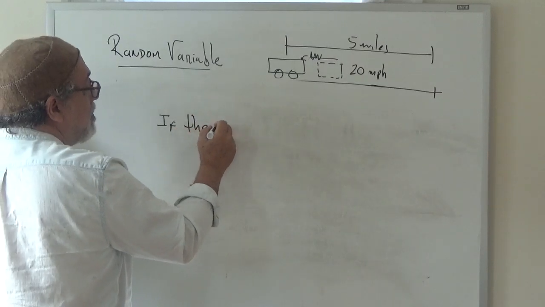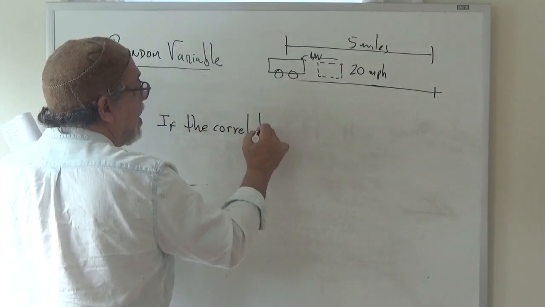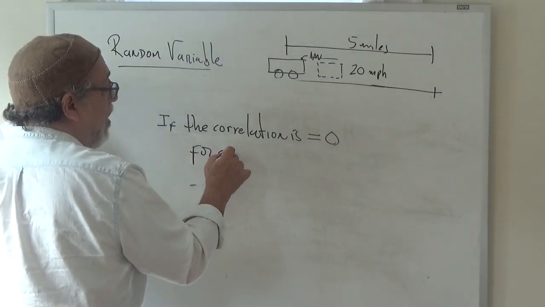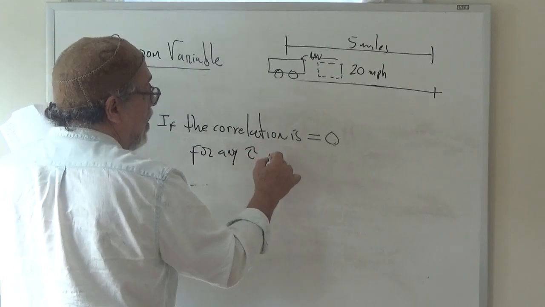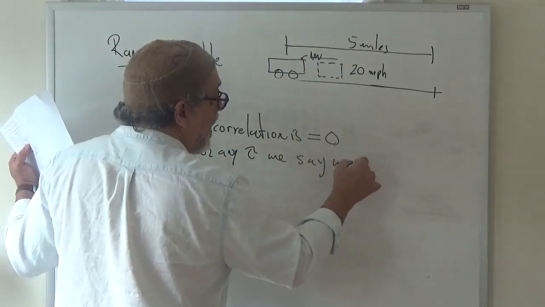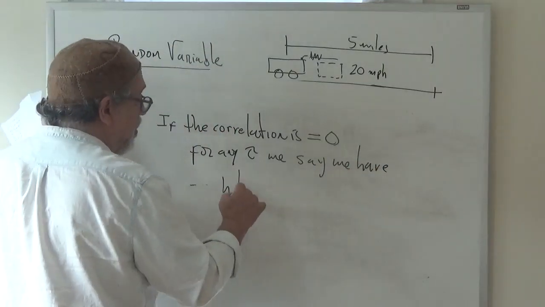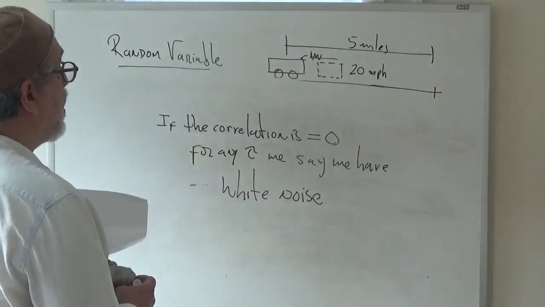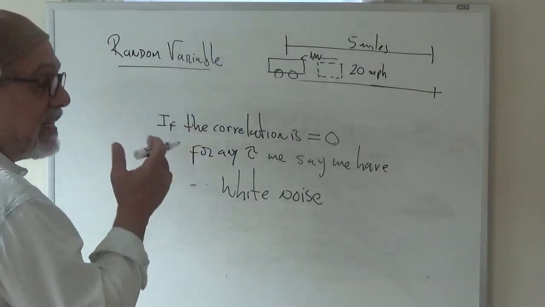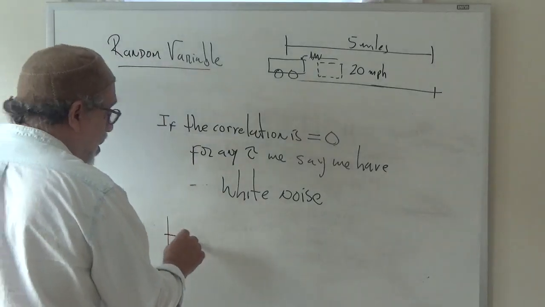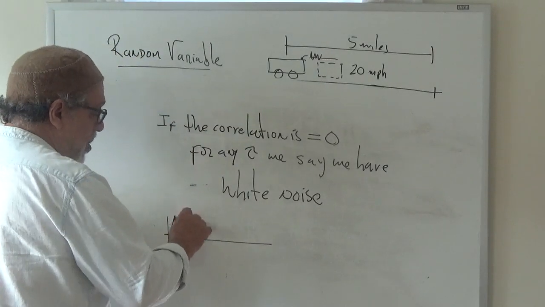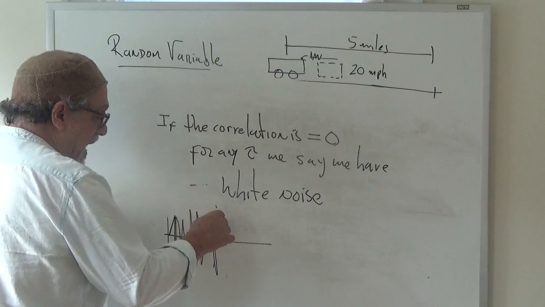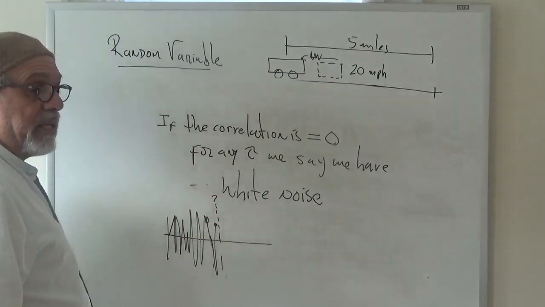So if the correlation is equal to 0 for any tau, we say we have white noise. That is, white noise is an idealization of a process in which the signal is such that knowing the value now doesn't tell us anything about what the value is next time.